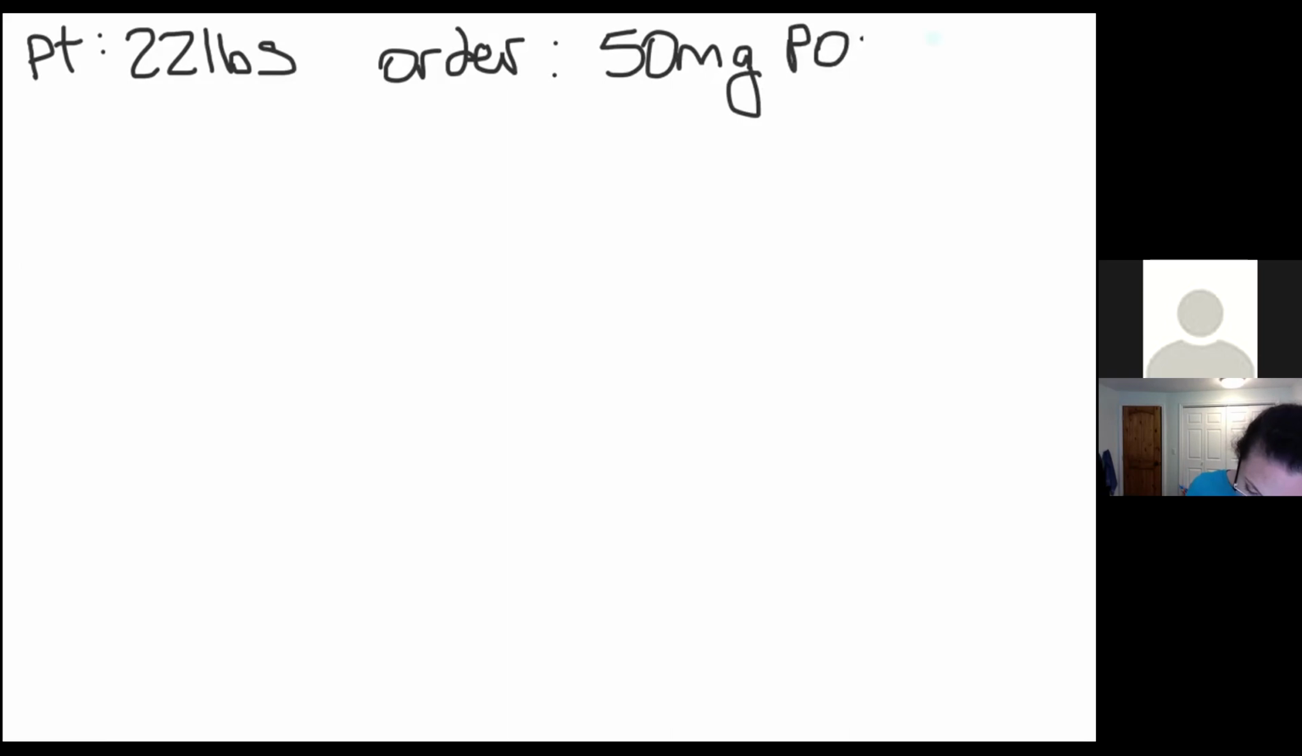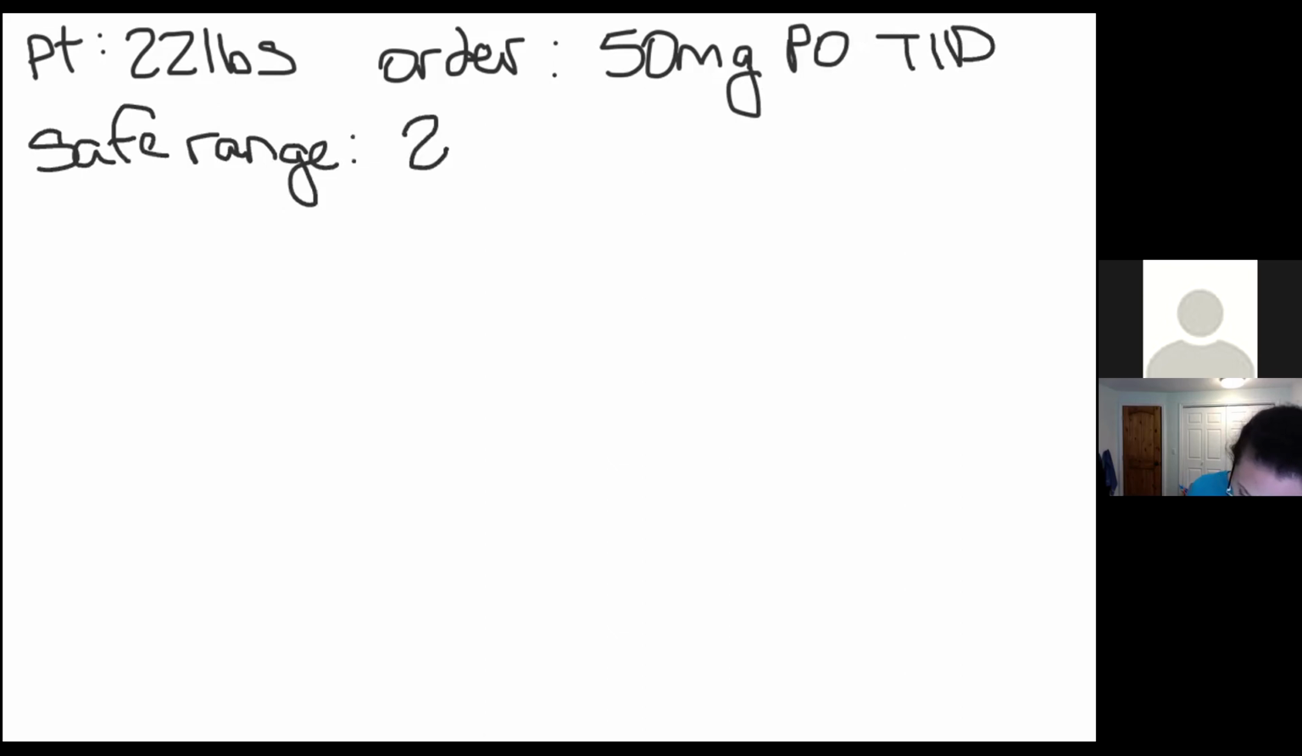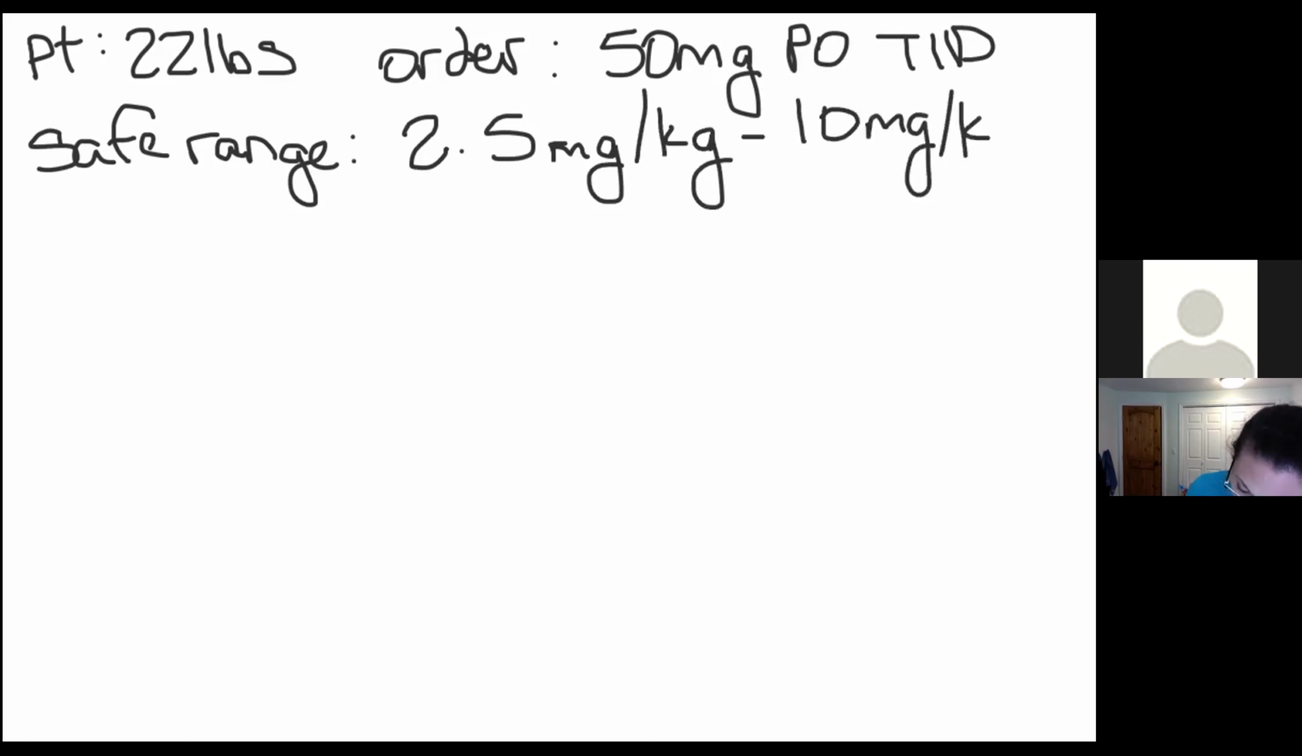TID. So 50 milligrams PO TID, which is 3 times a day. And when I go and look in whatever literature I might have about this said medication, let's say that my literature tells me that my safe dose range is, we're going to say 2.5 milligrams per kilogram, all the way up to 10 milligrams per kilogram.